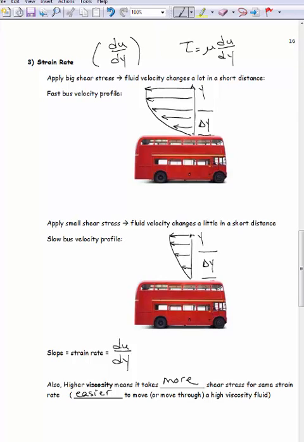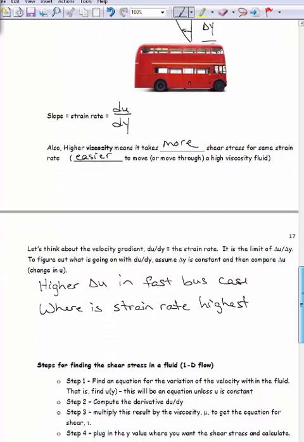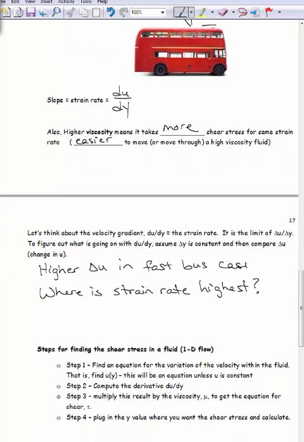So if you look at this delta y, from here to here, let's put a same delta y out here. Okay, does this area have a bigger delta u, or this area have a bigger delta u? I'm thinking this area down near the bus has a bigger delta u, and if you get far away from the bus, there's not going to be any delta u at all, right? The velocity won't be changing at all. So we are going to find the highest strain rate at the bus surface.